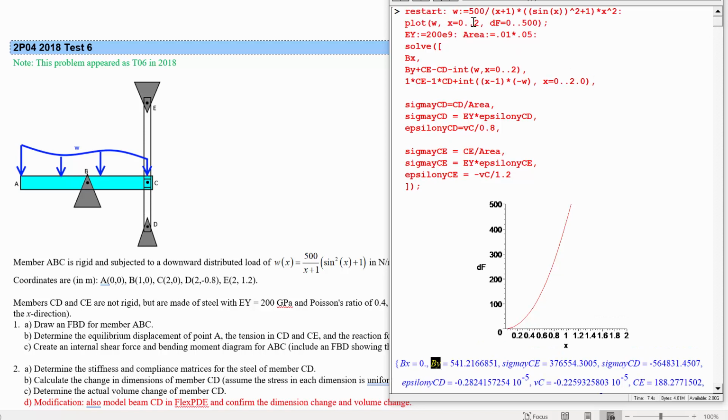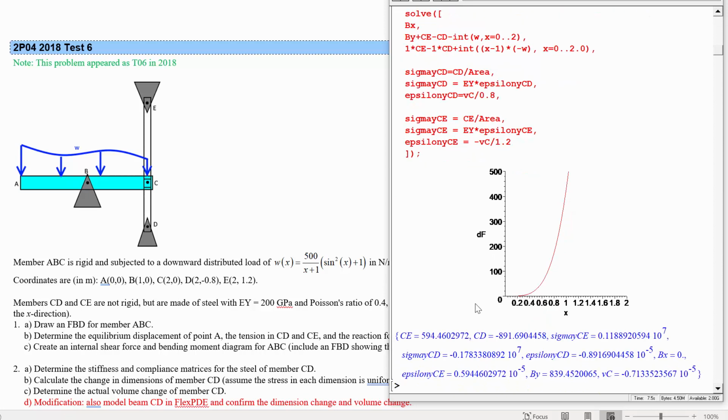If you multiply this by a larger thing, like maybe x to the 4, then we would expect most of the force to be not By, but now CD and CE. So yeah, together those are now larger than what By was doing.